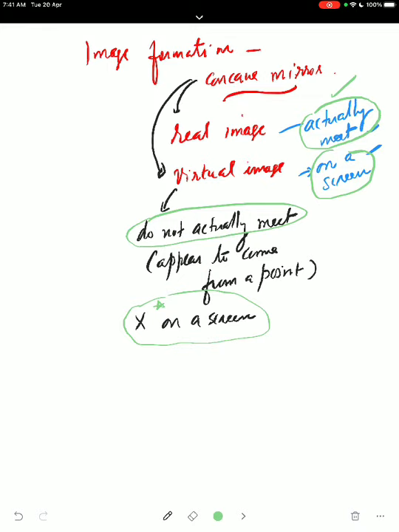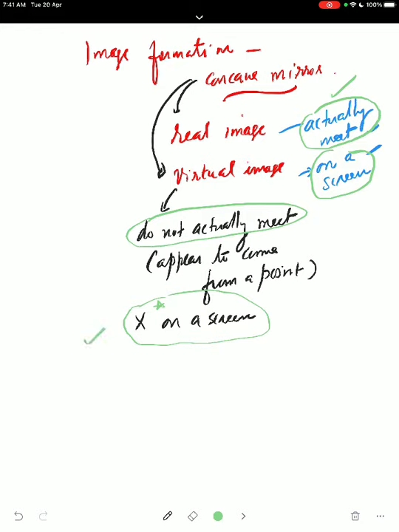One more question: can you photograph a virtual image? Yes, we can photograph a virtual image. Can you photograph a real image? Yes, we can photograph a real image. Can we take a real image on a screen? Yes, we are doing that in the lab. There are experiments in lenses and mirrors where we take a real image on a screen. Virtual images cannot be taken on a screen. This point is important.